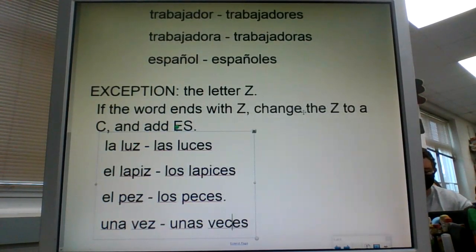Does this make sense? Alright, so turn to somebody and explain how to make things plural in Spanish. Go. Real quick, real quick. Talk to them.